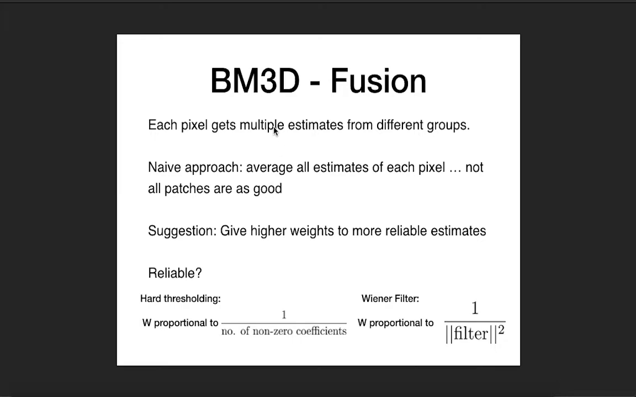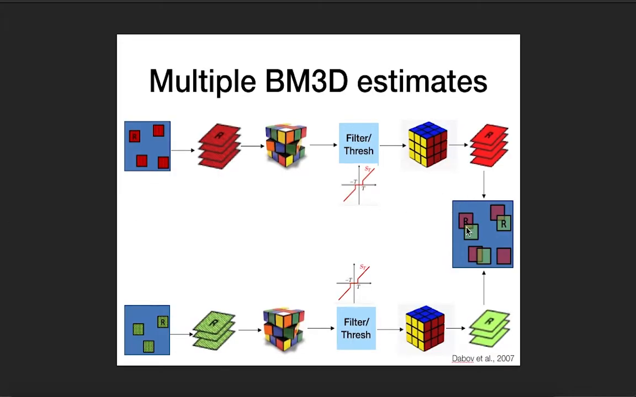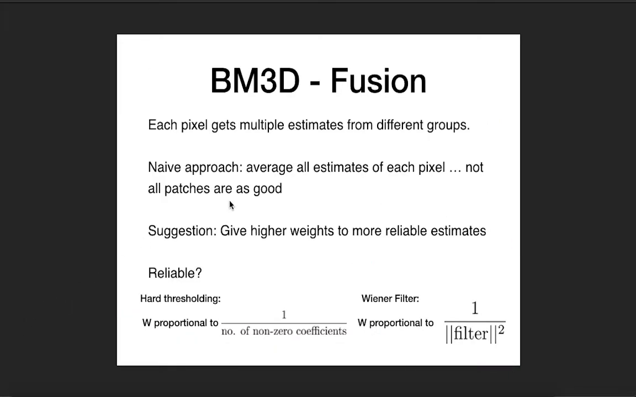You get estimates of every pixel from different neighborhoods. For example, in this image, all these overlaps, you're getting different estimates of pixels from different neighborhoods, right? So how do you weigh them? You define some goodness measure, which is basically how reliable is my estimate there.